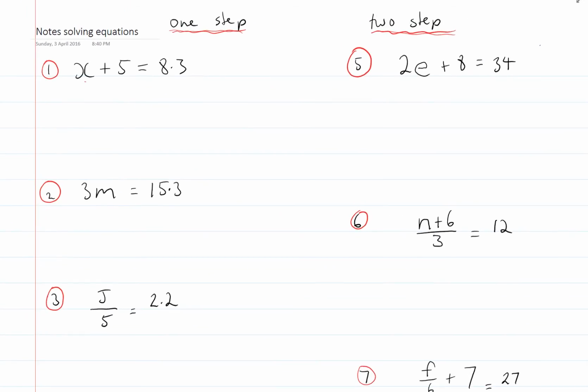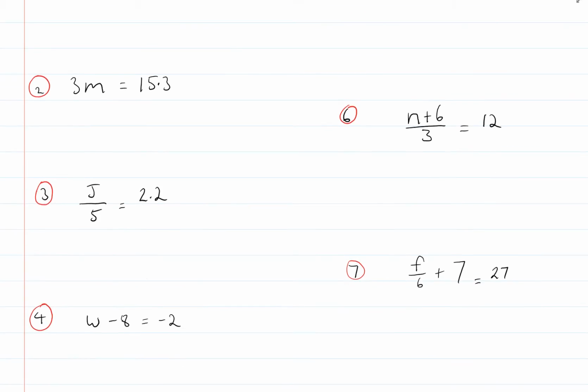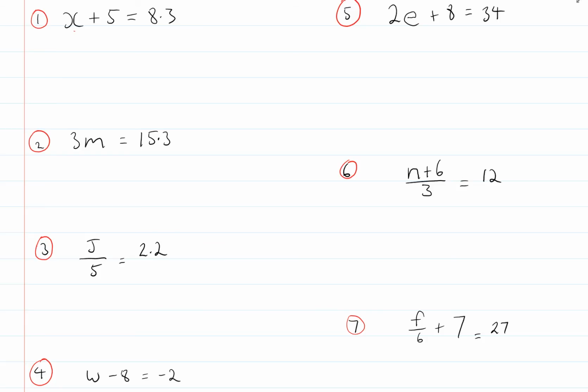Okay, so before we do two-step ones, I'll just review doing one-step equations. There are basically 4 different types of one-step equations that we'll be looking at, and two-step and beyond are just combinations of these things. So if you can do these 4 basic questions, you can do any of the other ones. We'll start with this basic one where I've got x plus 5 equals 8.3.